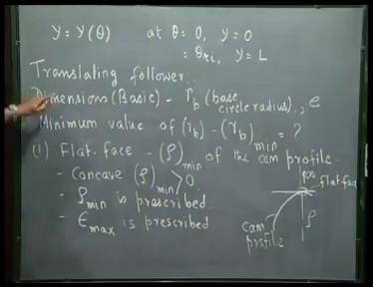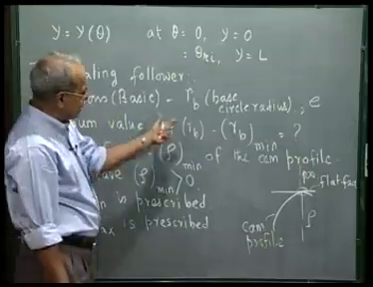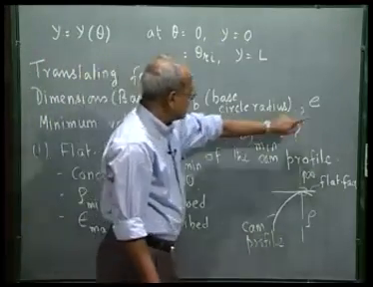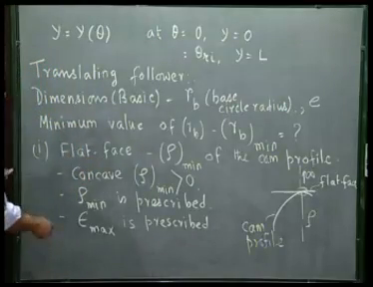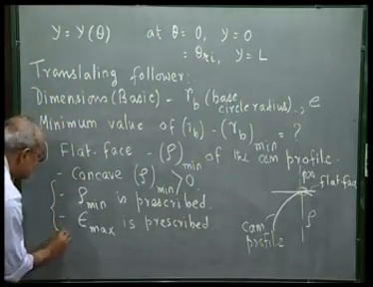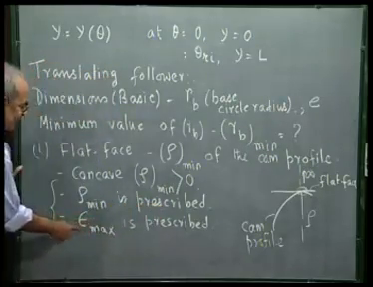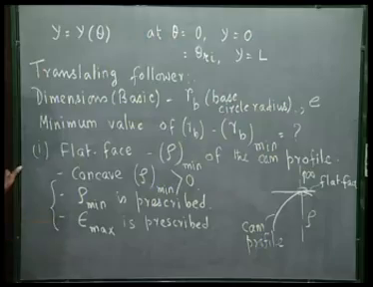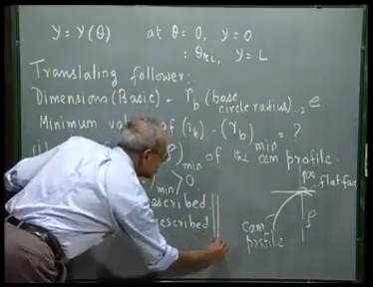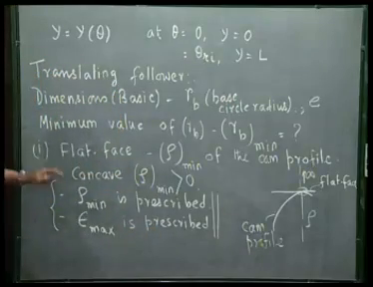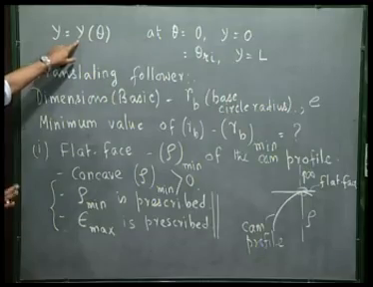So, we are right now discussing a translating flat face follower, to determine the minimum value of the radius of the base circle and the offset that must be used, so that these two conditions, namely minimum value of the radius of curvature of the cam profile and maximum allowable value of the eccentricity of the driving effort, are not violated. In our subsequent discussion, we shall assume rho min, epsilon max and y(theta) are all given to us.